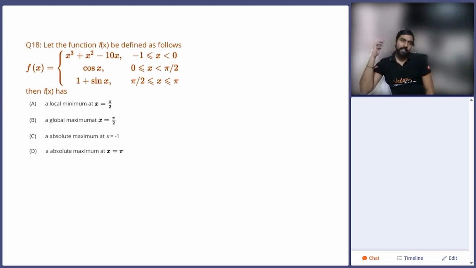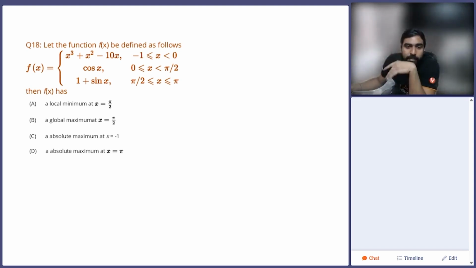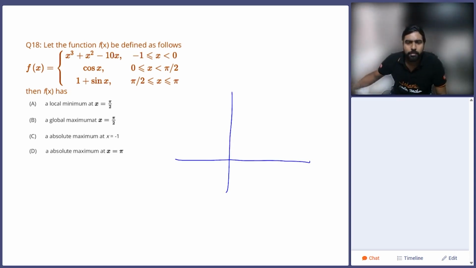Wonderful. Moving on. We have x cube plus x square minus 10x for x between minus 1 to 0, cos x for x between 0 to pi by 2, 1 plus sin x when x lies between pi by 2 and pi. Okay, so we'll try to draw the graph over here. The initial bit of graph is relatively very easy. The cos graph you can directly draw over here. This is what the graph of cos looks like. What does the graph of 1 plus sin x look like? So basically 1 plus sin x will look something along the lines of this over here.